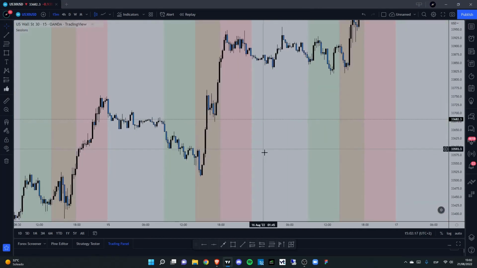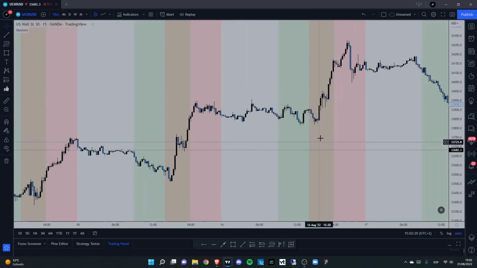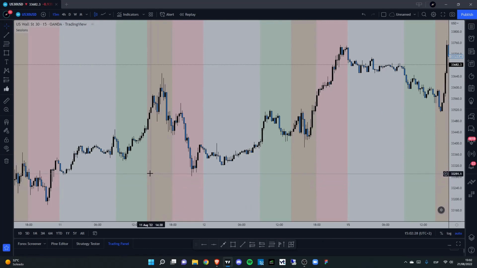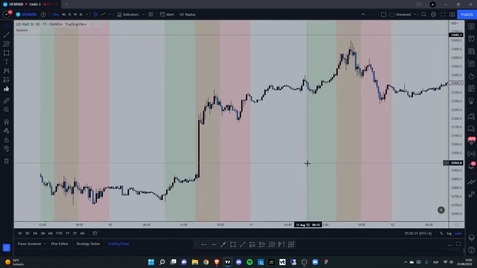As you can see, it's very clear that during New York, the huge moves happen. You can see in New York, huge move, New York, huge move. There's really no need to trade during London. As you can see, there are no really moves of importance happening at those times. As you can see right here, look at this whole move. This is crazy stuff, right?